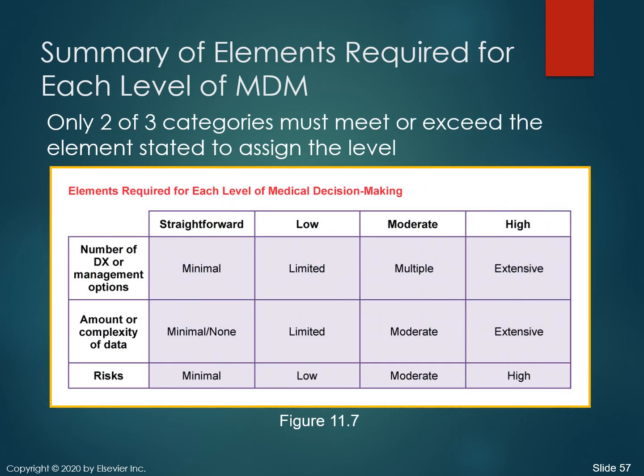So, summary of the medical decision-making risk right over here. And you have this chart as well in your book. This helps a whole lot because nobody remembers all of this stuff in this little chart right over here. So, the number of diagnoses, amount of complexity of data, and the risks.